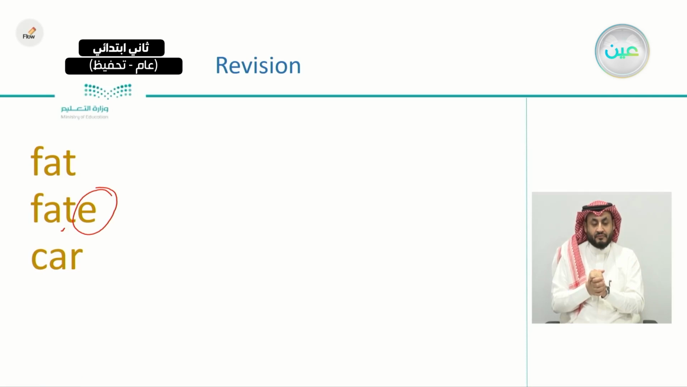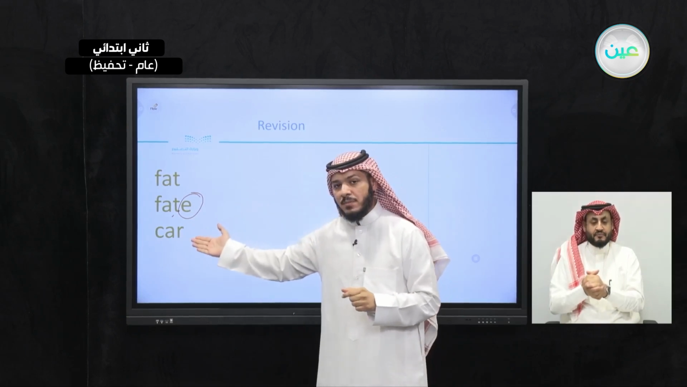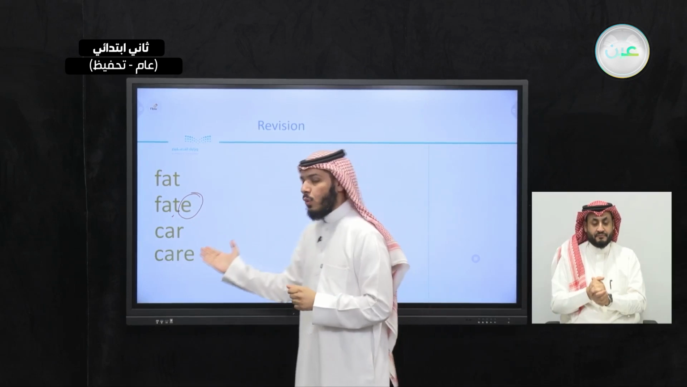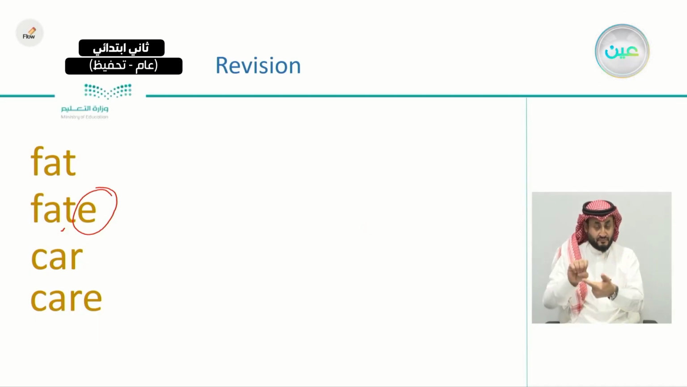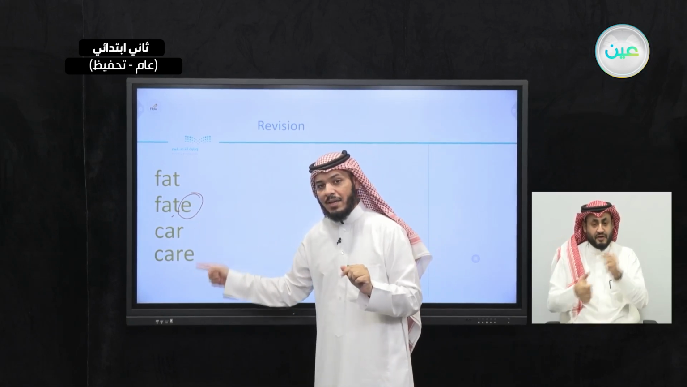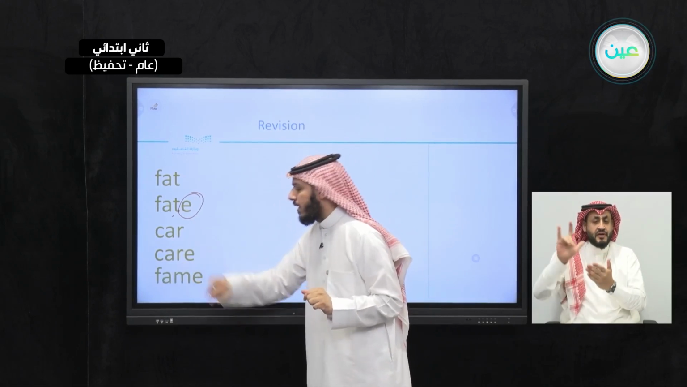Yes, we have the letter C, and we pronounce it as K. Okay, can you read it? Yes, it's car. Perfect, car. Okay, what about this? Yes, is it car? No, it is care. Yes, that's right, care. Perfect. So we have car, care. Perfect. Why? Because we have E here.